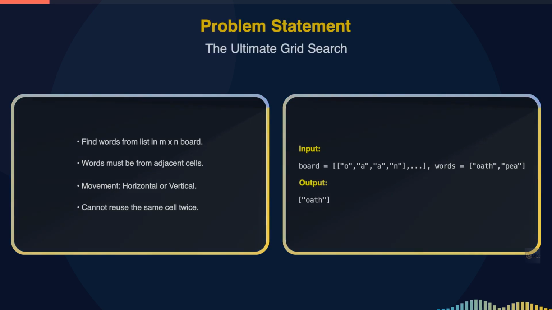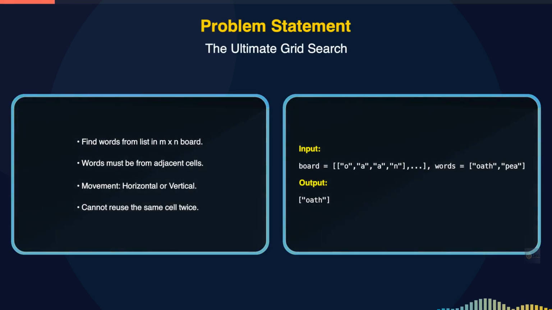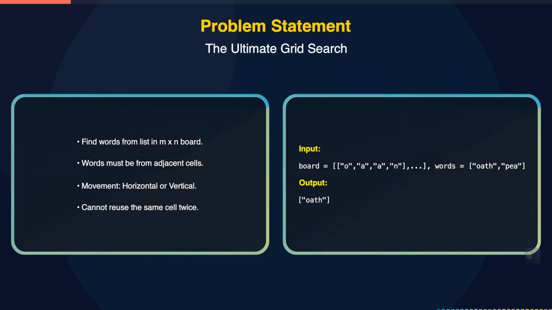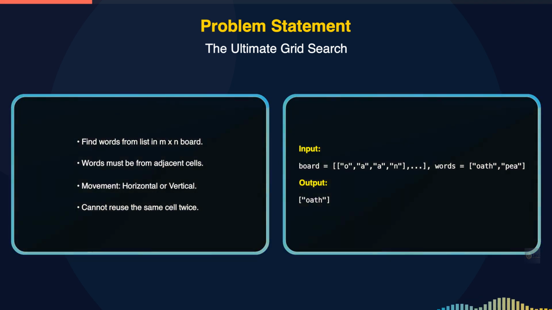Here is the setup. We are given an M by N board of characters and a list of words. Our goal is to find all the words from our list that exist on the board. A word can be formed by characters from sequentially adjacent cells, moving horizontally or vertically. But remember, we cannot reuse the same cell twice for a single word.